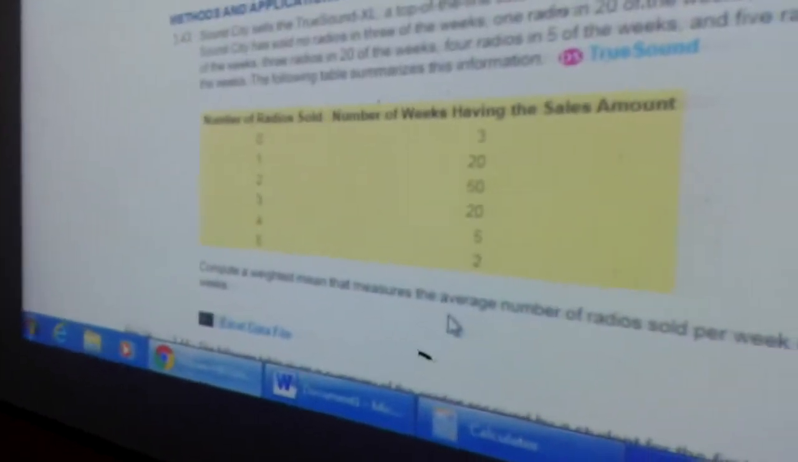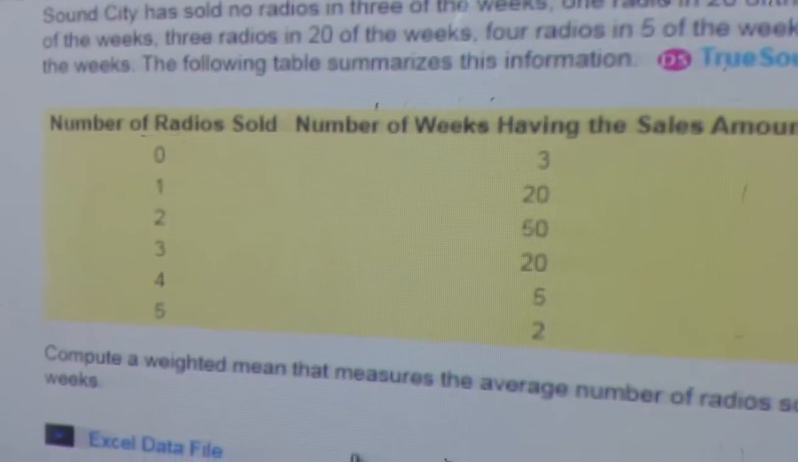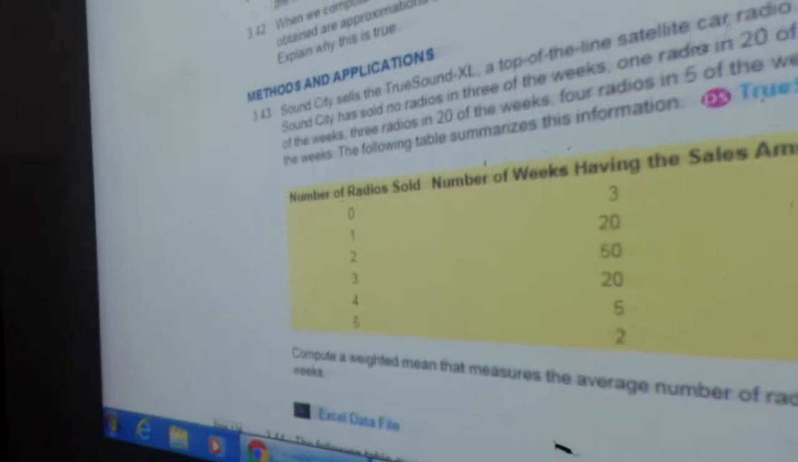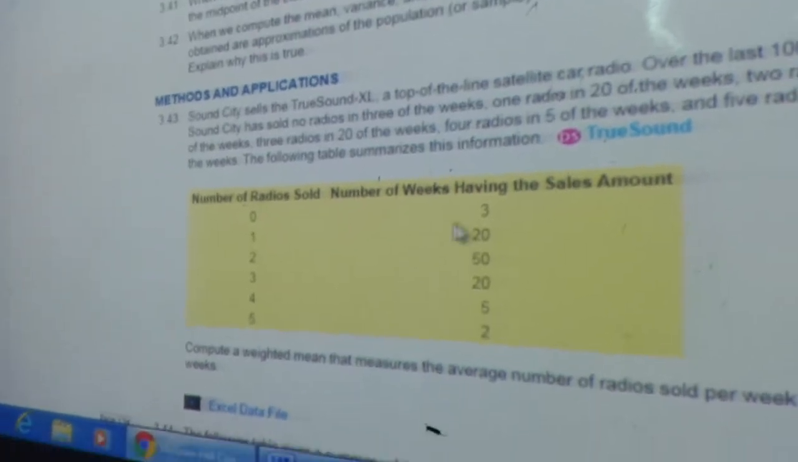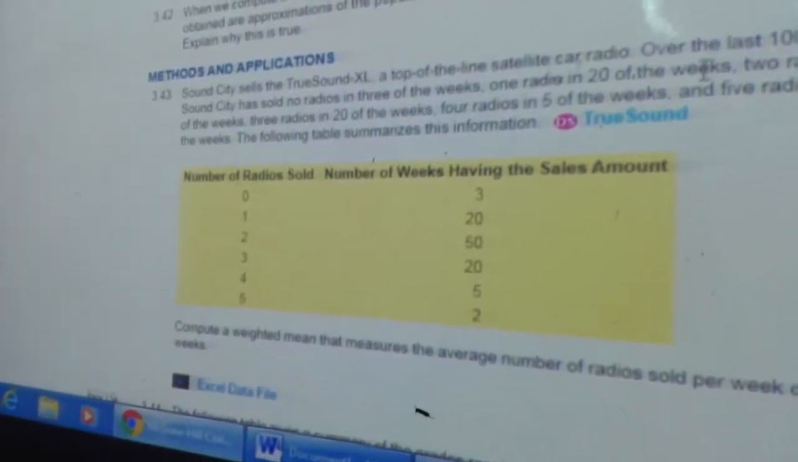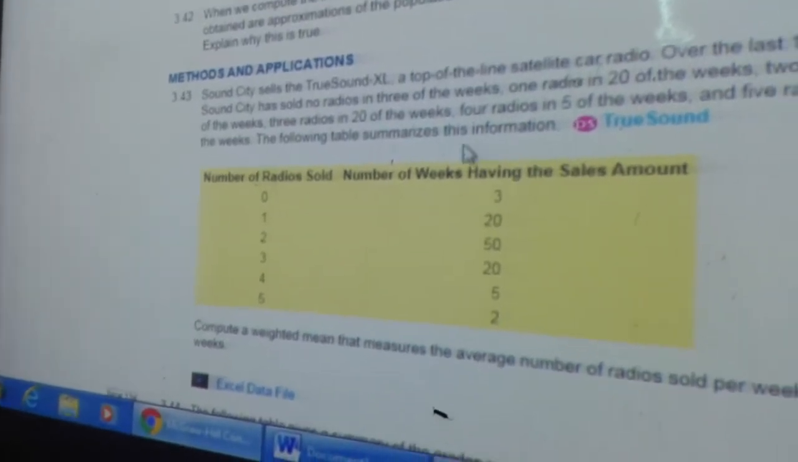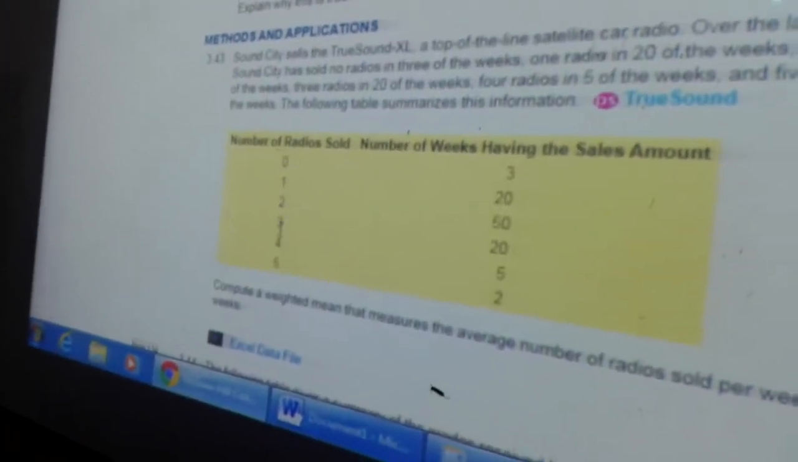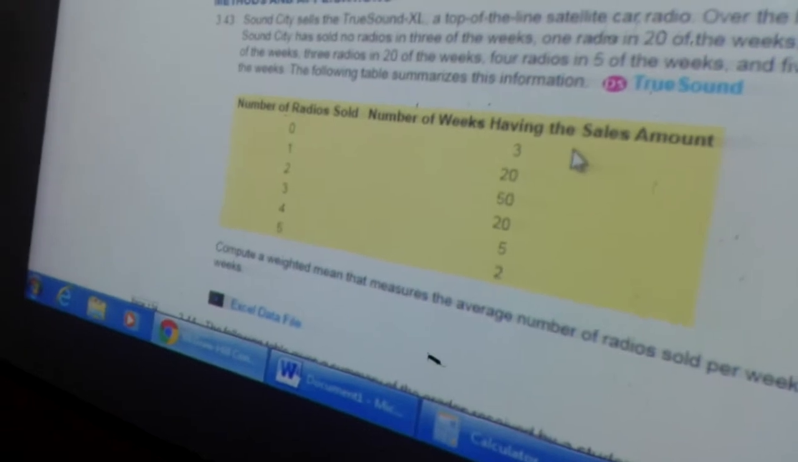Then we have another question. Let me just focus on the, okay, probably won't be able to see it from here. Now these are the number of radios sold, okay? Now how are you supposed to do this? Consider Sound City sells the top of the line satellite car radio over the last 100 weeks. So how do you find out the 100 weeks? They have already given you that this is a sum, so this would be like summation of W or something, maybe. What have they asked us to do? Weighted mean. So these are basically the weights we have, and then we can just multiply it with this. So we can have W and X as such. So you have to look at the data to find out what is weight and what is X.